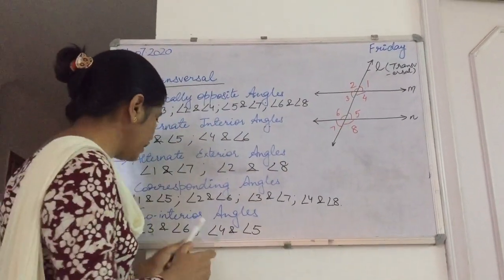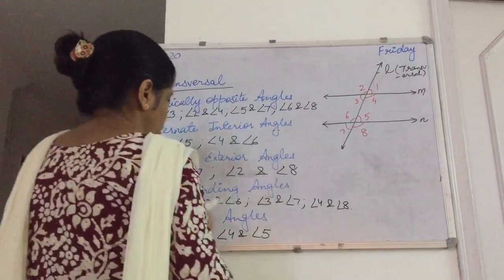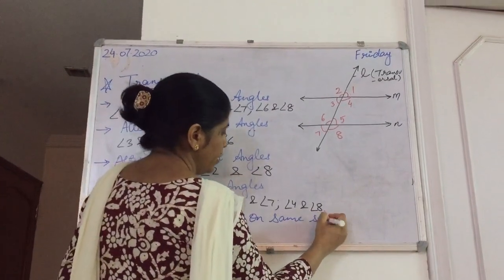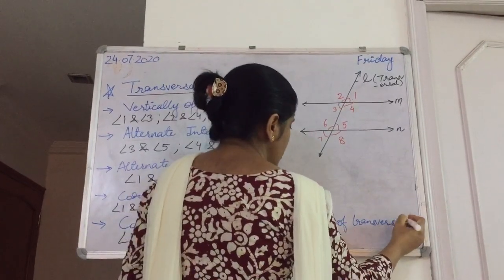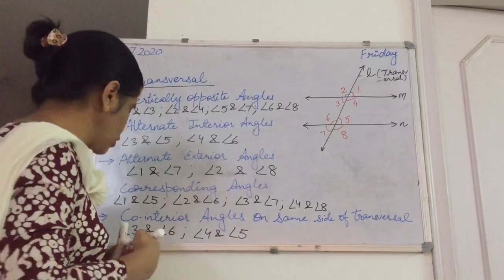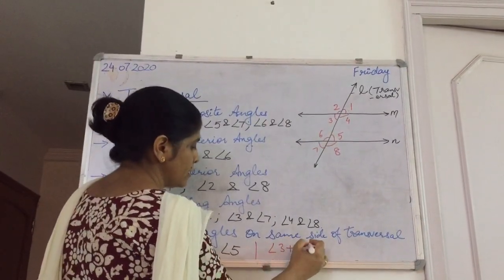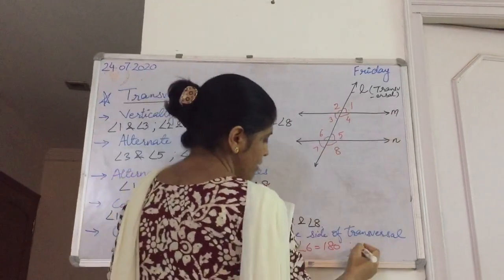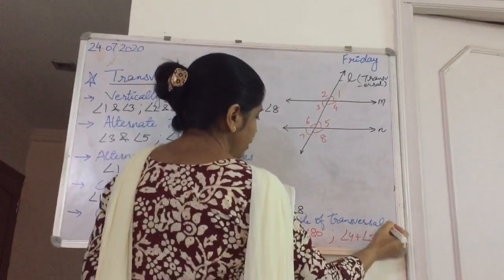Clear? So I am writing: co-interior angles on the same side of the transversal. Same side means either on the left side or the right side. So what you have to do in this case is just write that angle 3 plus angle 6 is 180. Similarly, if this side is given, angle 4 plus angle 5 is 180 degrees.